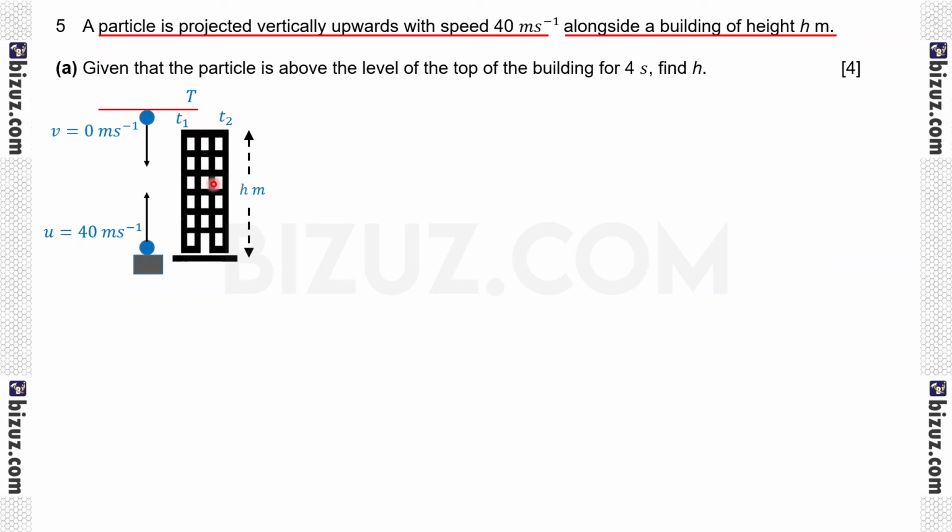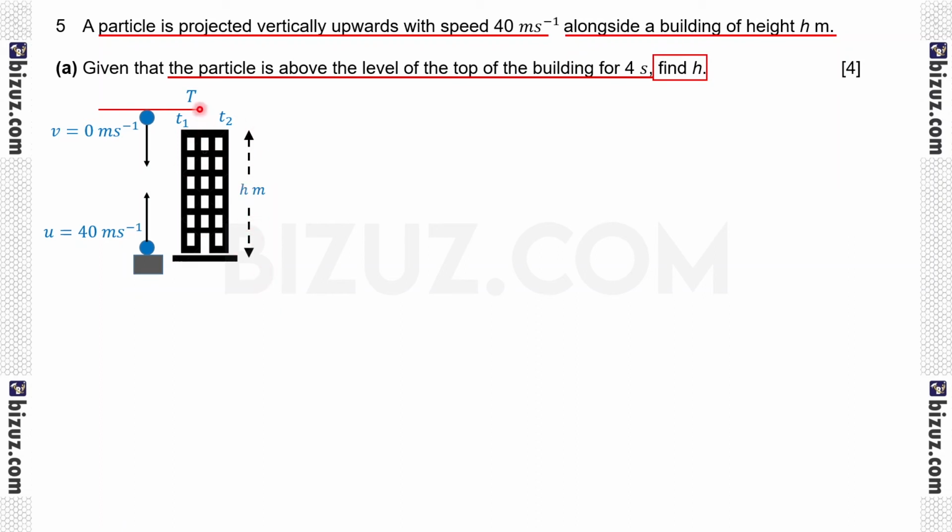So when it's coming down. So at t1, when it's moving upwards, it reaches a height of h meters above the ground, and then it reaches the maximum height at capital T, and then when it starts to fall, it again reaches a height of h meters above the ground at time t2 seconds. Now, it is given that the particle is above the level of the top of the building for 4 seconds. That means t2 minus t1 should be equals to 4 seconds. So we are asked to find h, this height. What is the height of this building?